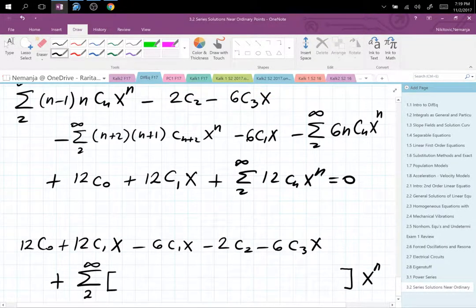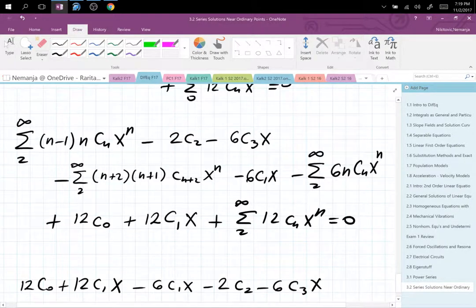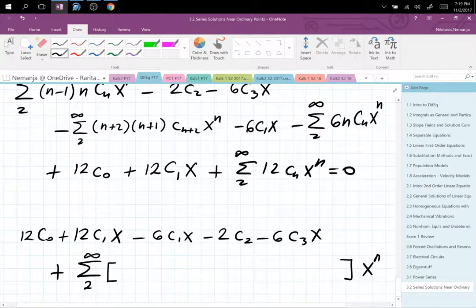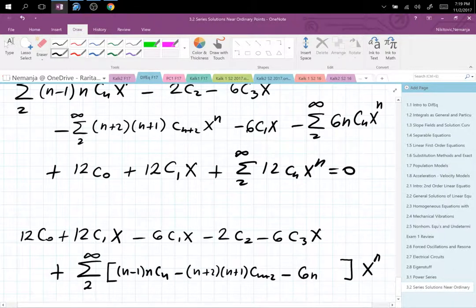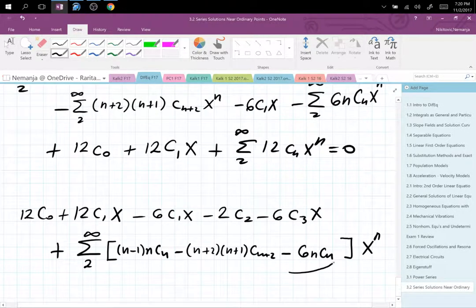So what do we have here? From the first series, we have n minus 1, n cn. X to the n is outside. The next one is minus n plus 2, n plus 1, cn plus 2. Next one is 6n cn. And over here, plus 12 cn.